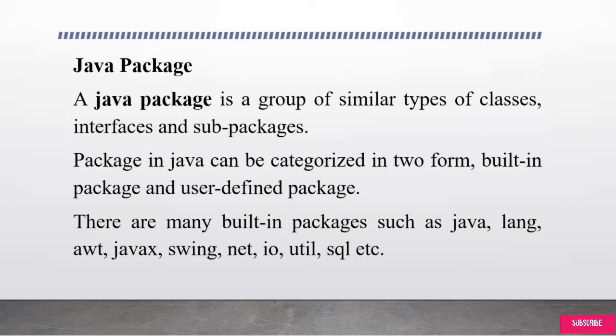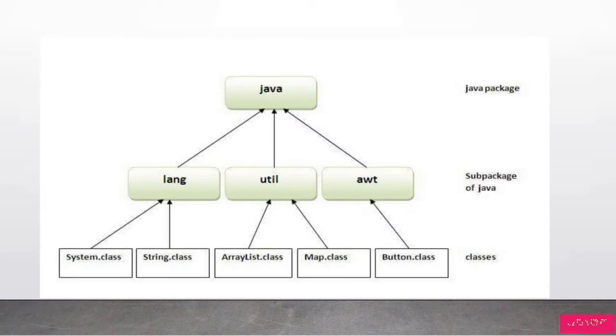There are many built-in packages, such as java.io, java.lang, java.awt, javax.servlet. Those are the packages that we can see in our regular programming. And java.io: io is a subpackage in java. Java is also a package, and io is one of the subpackages in java. So this is the structure.